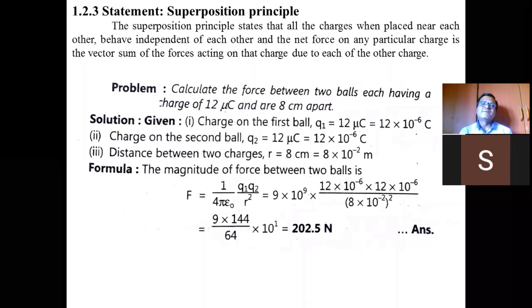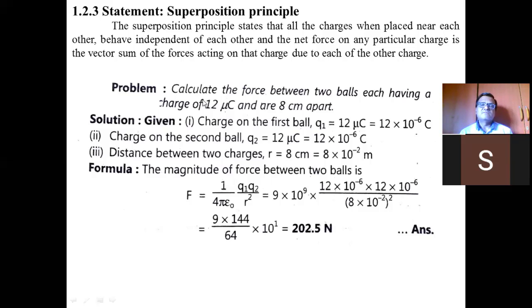Vector sum means we have to consider the sign, positive sign or negative sign. If there is a positive sign and a negative sign, then there is subtraction. If there is positive positive or negative negative sign, then there is addition. This vector sum we have to consider, and by using the vector sum we can add all these forces, we get a force exerted on any one charge due to the remaining charges. This is called the superposition principle.